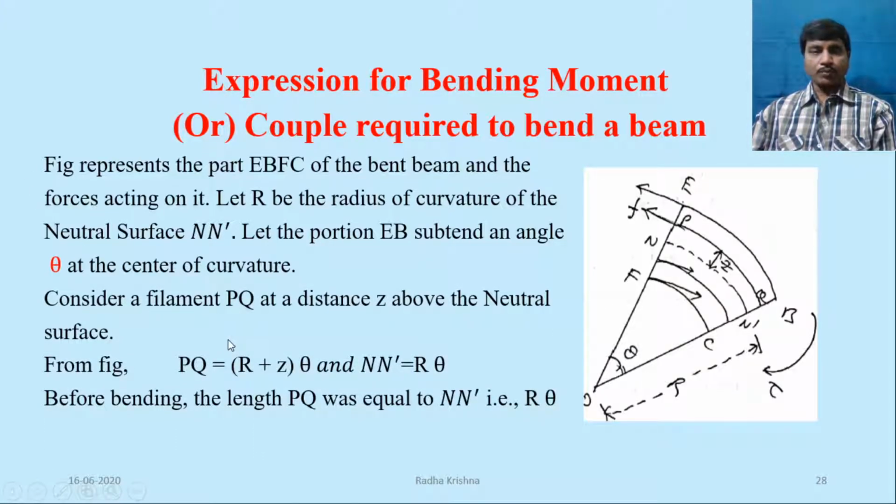Consider a filament PQ at a distance Z above the neutral surface. In the figure, PQ is the filament considered. This filament is at a distance Z from the neutral axis. From the figure, the length of the filament PQ is equal to radius into angle, that is (R plus Z) into theta, and the length of the neutral axis N dash is equal to R into theta. Before bending, the length of the neutral axis and the length of the filament are the same.